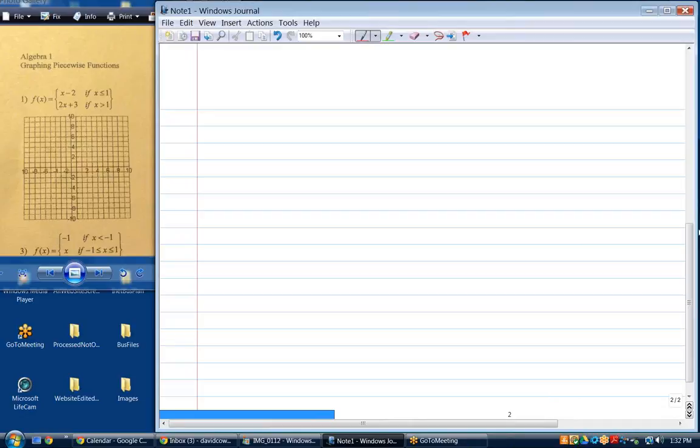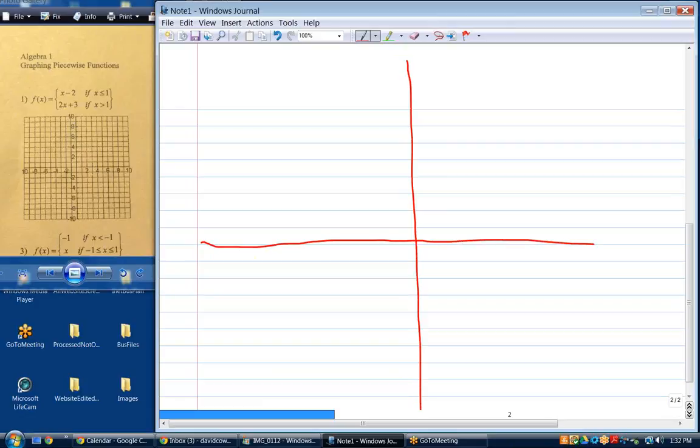All right. The trick on piecewise functions is to focus on the right side of it, right there. Instead of starting with the left, start with the right. Okay? So this says if x is less than or equal to 1, that's everywhere that side of the graph.